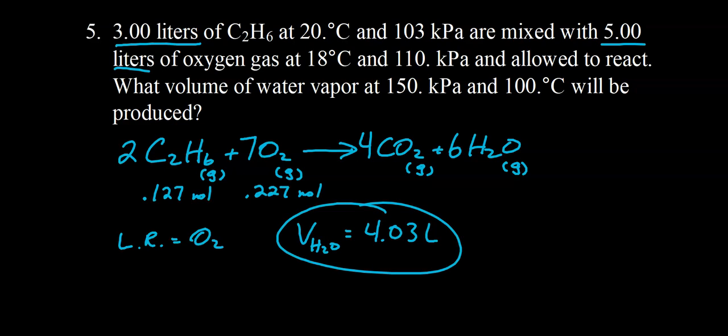So using the ideal gas law for both the ethane and oxygen, I found 0.127 moles of ethane, 0.227 moles of oxygen. When you divide those, you get a less than 3.5 to 1 ratio available. That means that oxygen is the limiting reactant. You need more oxygen than you have available. And then I'll take that 0.227 moles of oxygen, use that to find moles of water. Plug that into the ideal gas law along with the pressure and temperature of the water vapor, and we get 4.03 liters of water vapor that is produced.